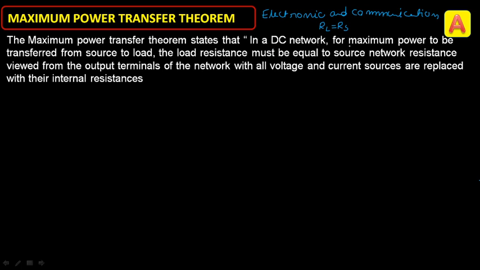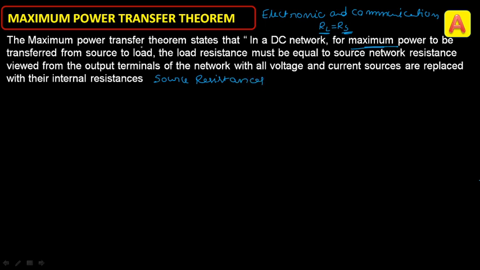It states that for maximum power to be transferred from source to load, the load resistance RL must be equal to the source network resistance RS, viewed from the output terminals of the network with all voltage and current sources replaced by their internal resistances. Here we have to consider source resistances also.